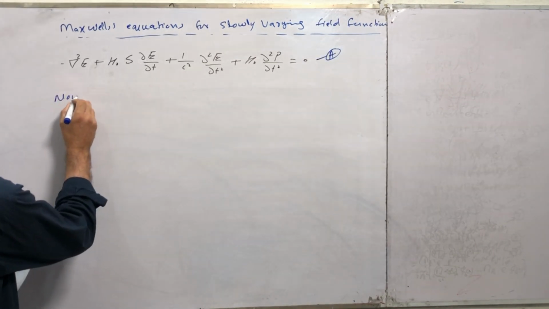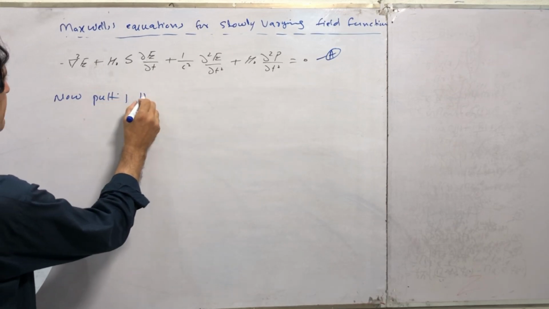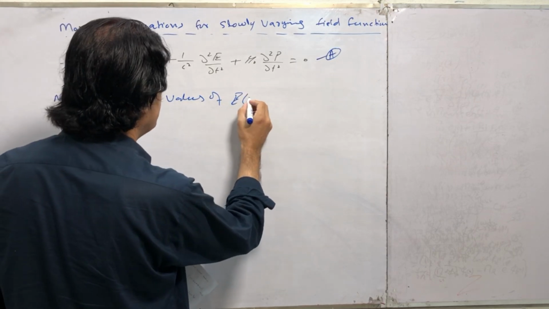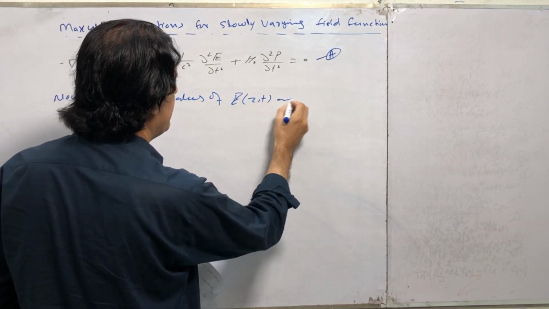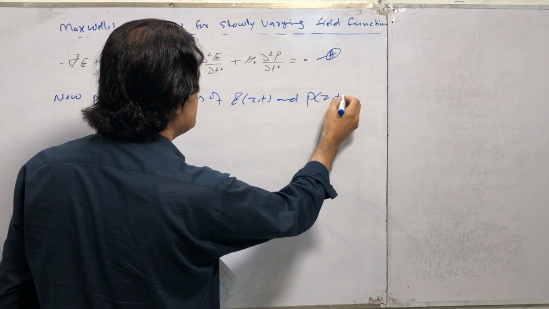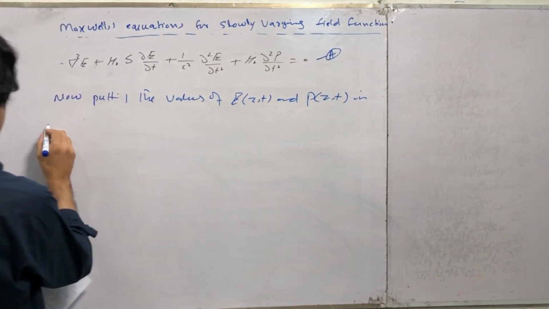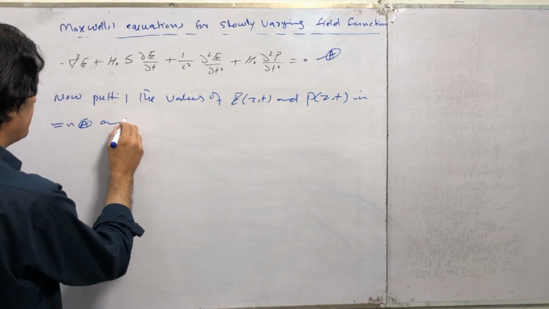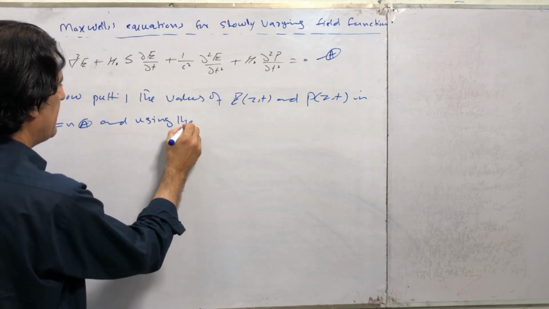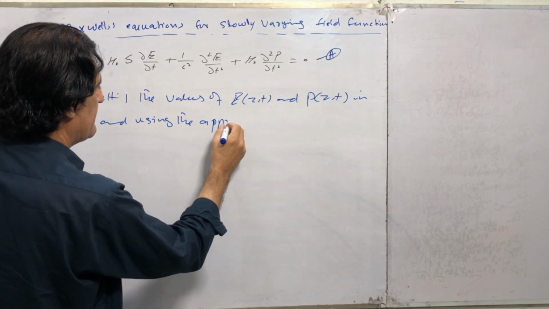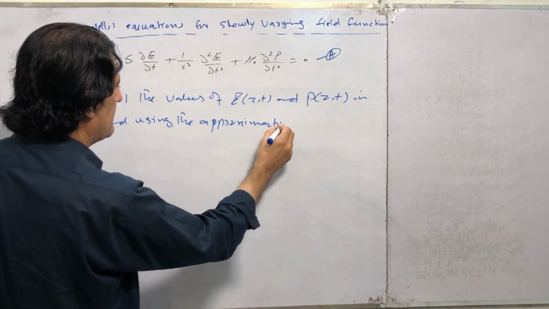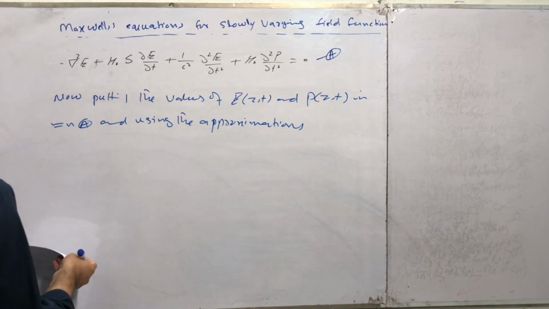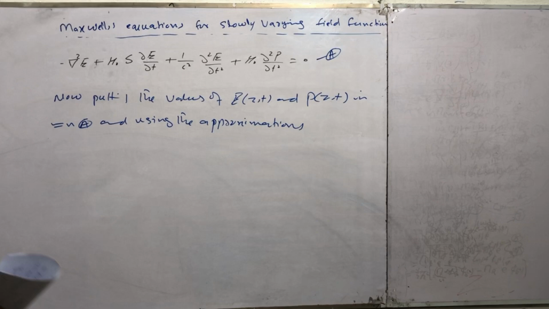Now putting the value of E(z,t) and P(z,t) in equation A, and using the approximations.